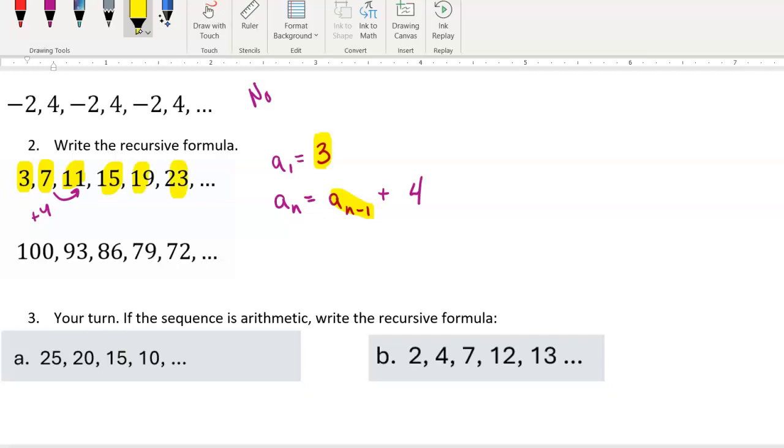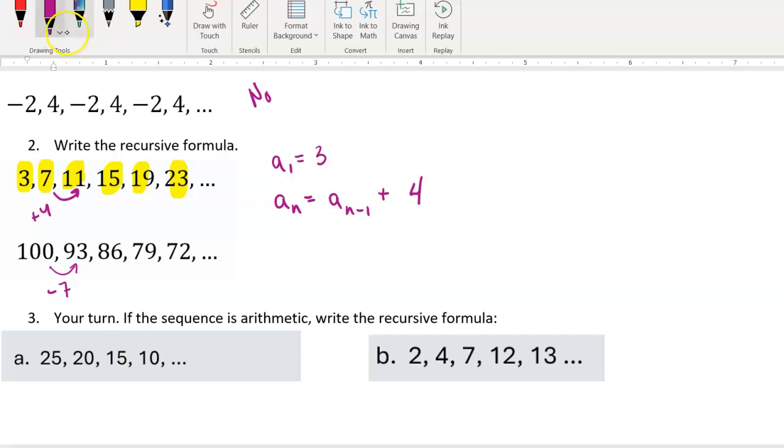All right, let's look at the next one together. I'll have you do some on your own in just a second. In the next one, we're starting with 100. Remember, this is the one where we're adding negative 7. Whoops, we're subtracting 7 each time. I can think of it as adding a negative 7.